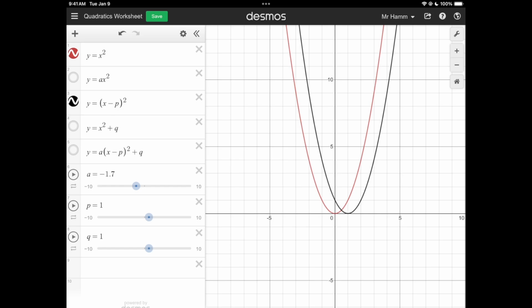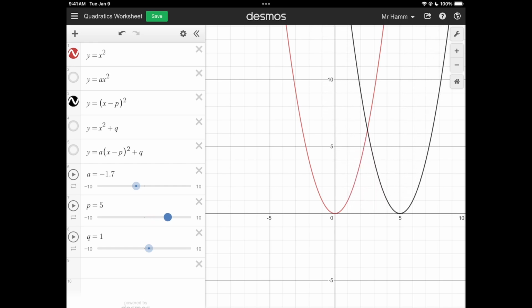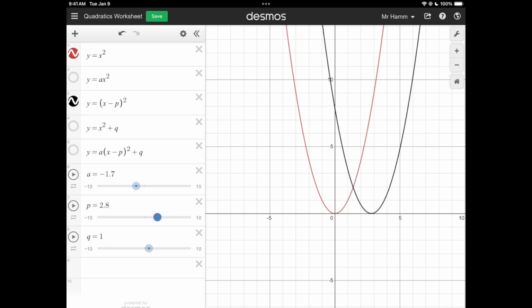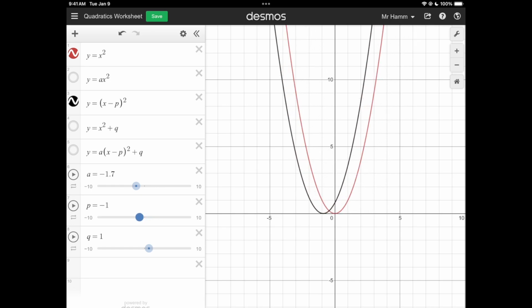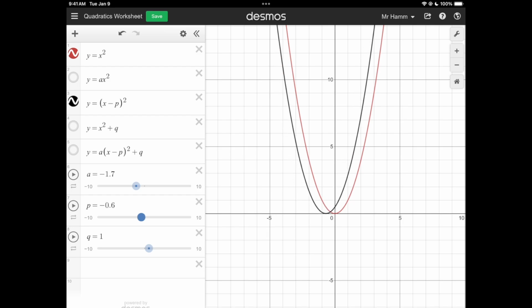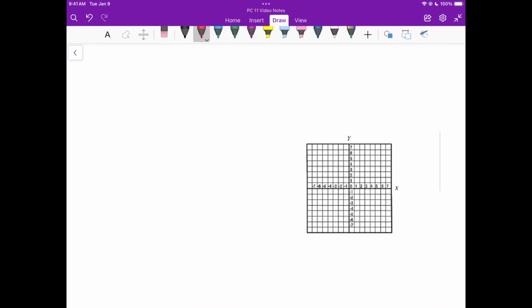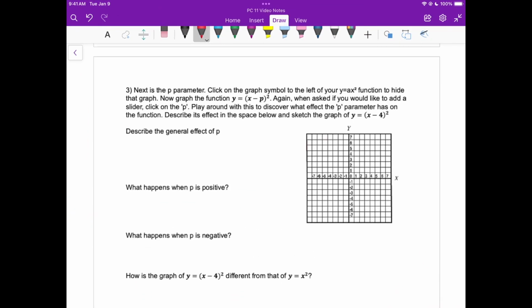So if we change p, if we drag this slider around, as I make p bigger, the parabola moves to the right. As I make p smaller, the parabola moves to the left. And when it's negative, it's on the left side of the axis. When it's positive, it's on the right side. So that's really helpful to know. So let's note that down. The general effect of p is it moves the parabola left and right.